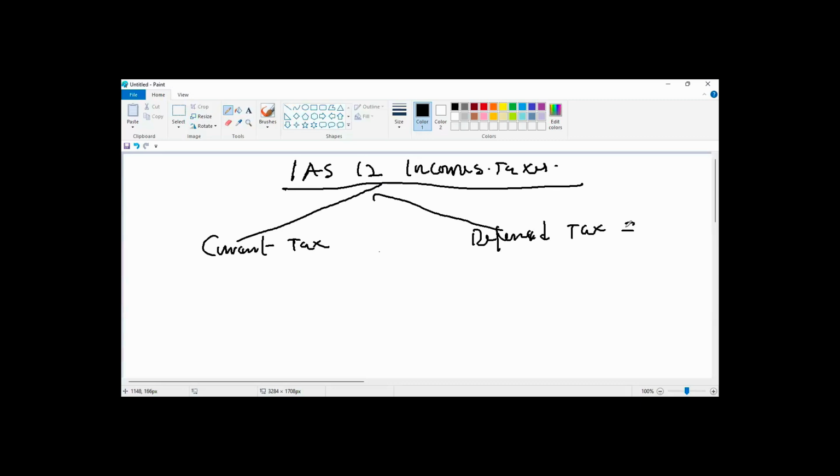This is IAS 12. There are so many taxes we pay to governments. But the one IAS 12 is concerned with is the current and deferred tax.